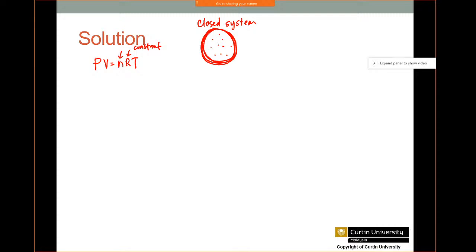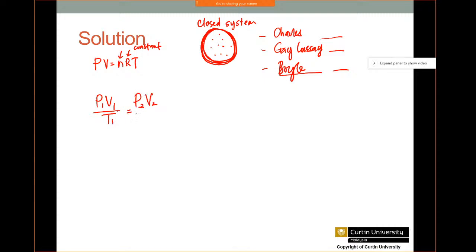So that's why, based on the three laws, if you still remember, I forgot one of those. It's Charles' law, Gay-Lussac's law. Which other one is it? Okay, Boyle's law. From these three, we can conclude that P1 V1 over T1 equals P2 V2 over T2 when we combine these three laws together. Okay, so it's the same, yeah?